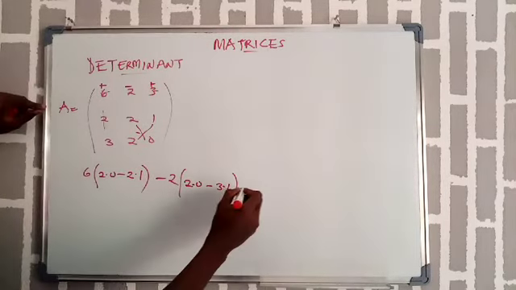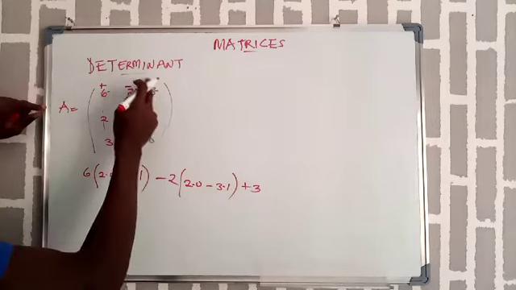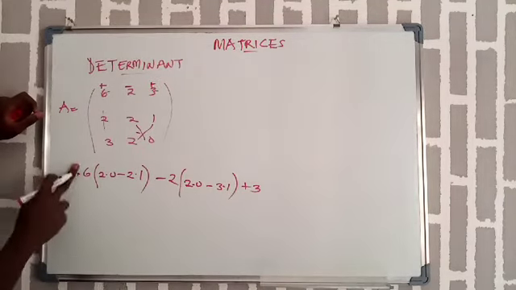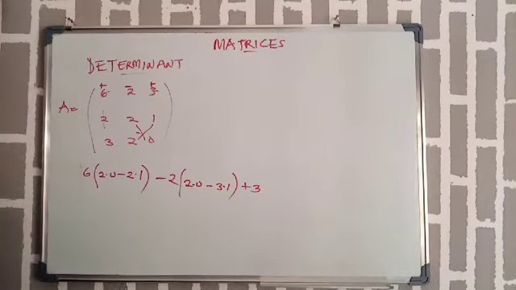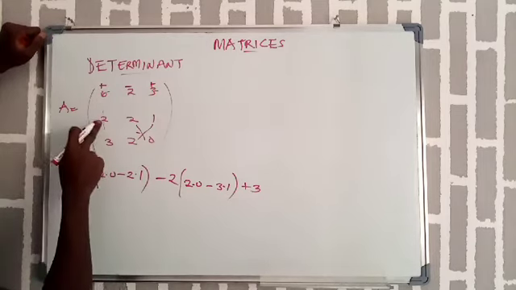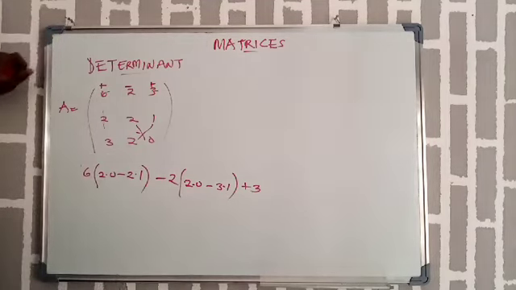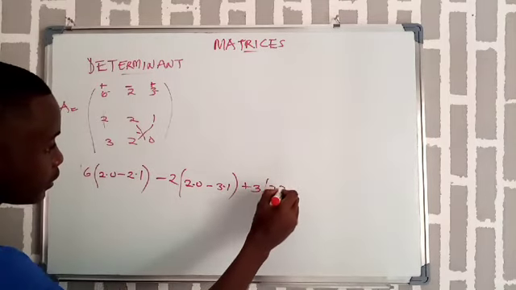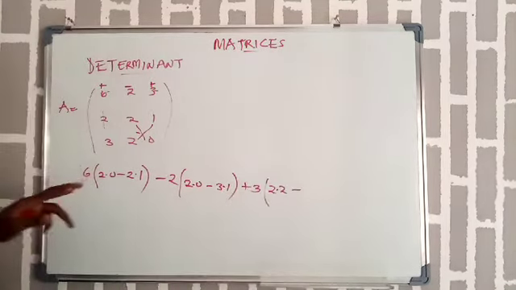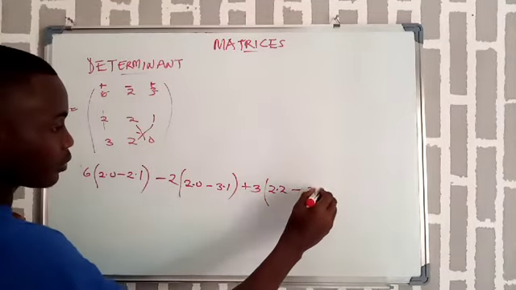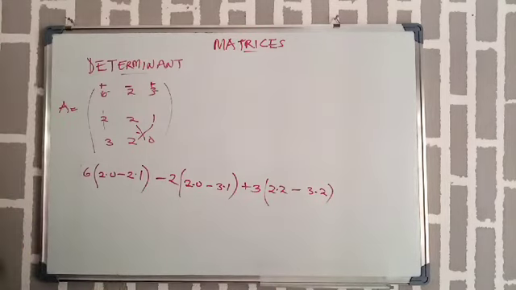And we go into 3. Remember 3 was positive here, so that's why we have positive. And I'm sure you know there's a positive here, but we don't usually write it in mathematics. So now we cover this row and cover this column. We are left with 2, 2, 3, 2. Now we multiply 2 by 2 minus 3 by 2. We are done.